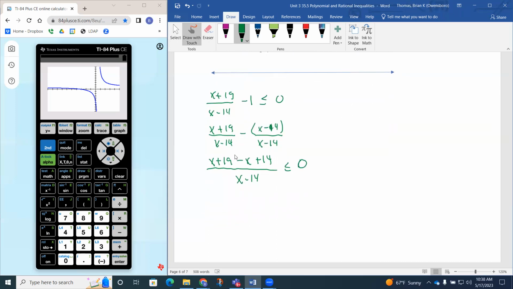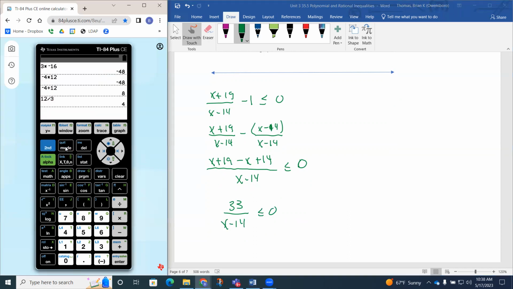So notice how the x and the negative x are going to zero out. 19 plus 14 would be 33, I believe. That's going to be 33 over x minus 14 on the bottom, less than or equal to 0. So let's double check ourselves on the math there. Does 19 plus 14 give me 33? Yeah. So now we've got it set.